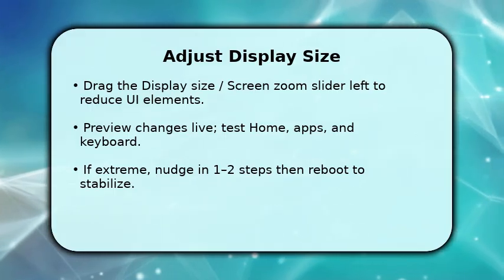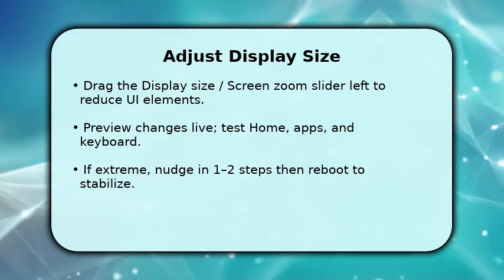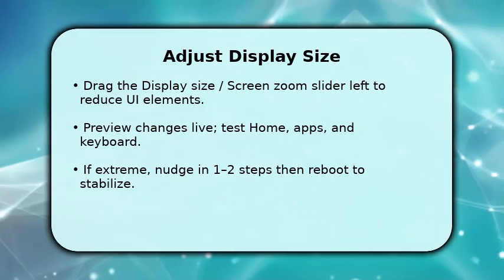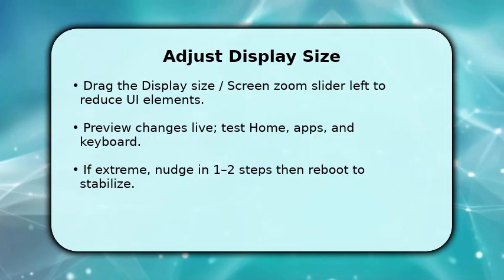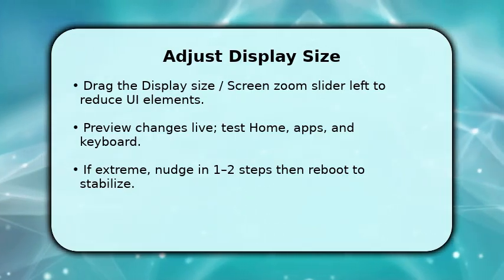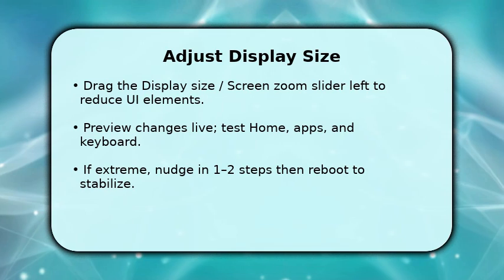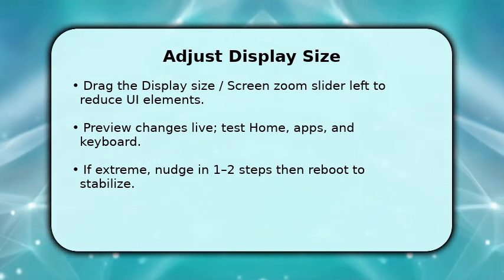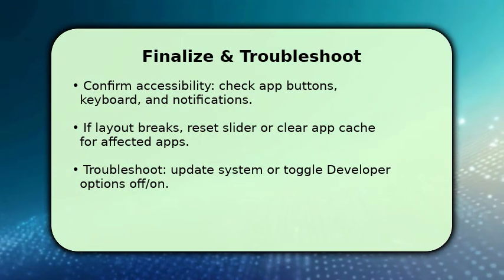If things feel cramped or too small, nudge the slider back a bit in 1 or 2 increments, then reboot to let system layouts refresh and stabilize. Finish by verifying usability across core apps. Launch messaging, browser, and settings to ensure buttons and text remain tappable.